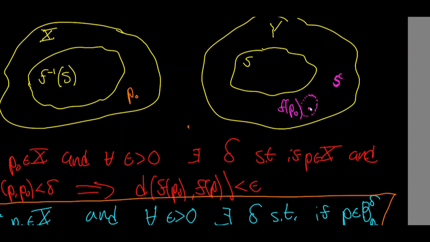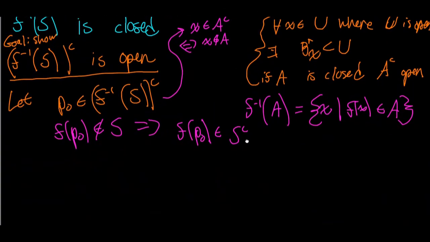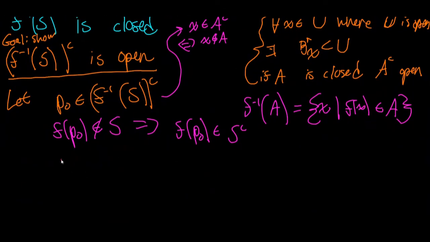And I'm going to deliberately name the radius of this open ball a specific name, and you'll see why I do this, because it corresponds exactly with our definition of continuity. I'm going to name the radius of this open ball epsilon. So check this out. We know now that this open ball, centered at f of p naught and radius epsilon, is entirely contained in the complement of S by definition of an open set. Epsilon is a number strictly greater than 0.